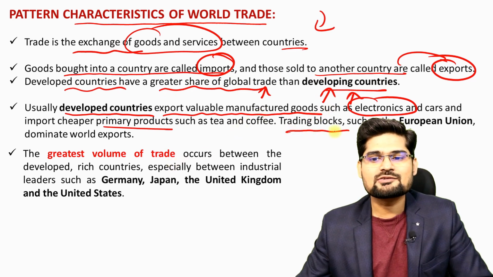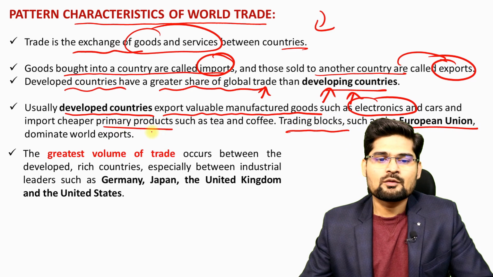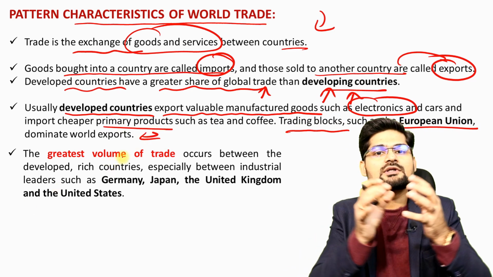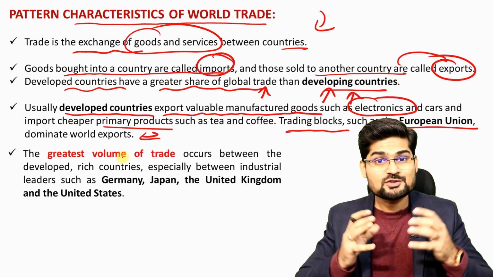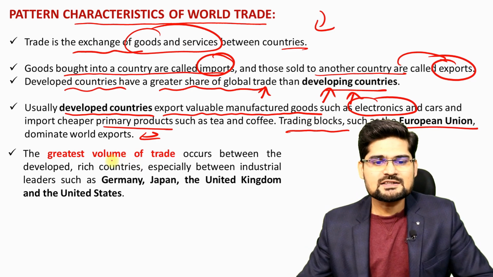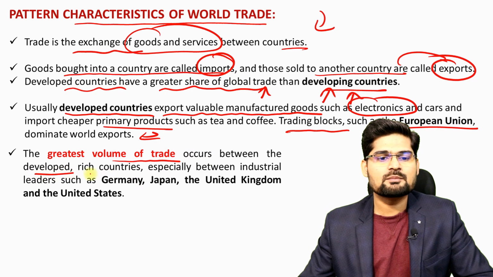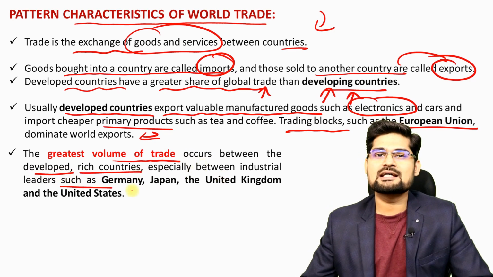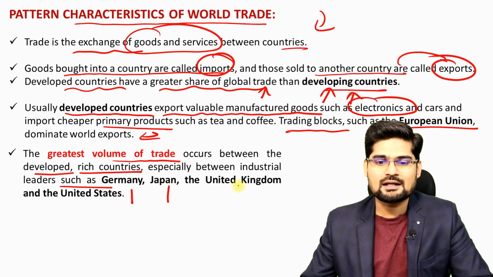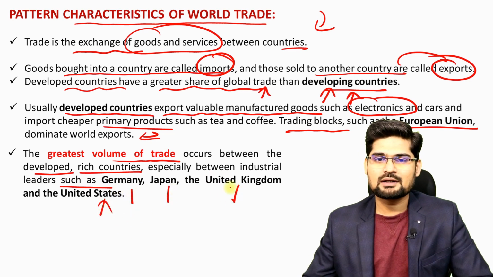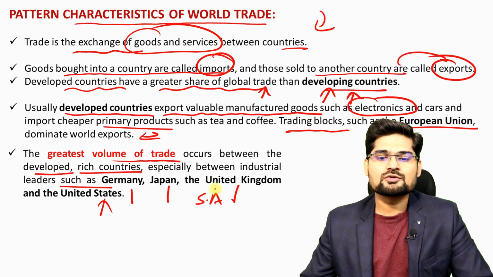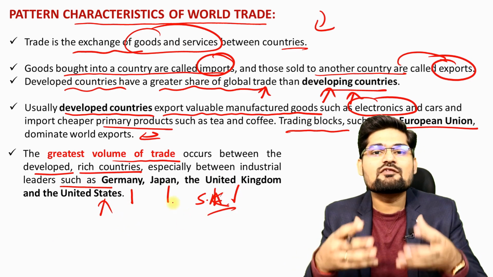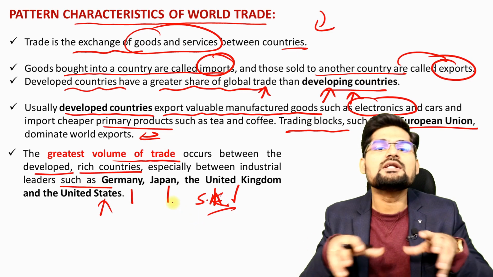So if you look at trading blocks such as the European Union, which dominate the world exports, you'll find that processed goods are exported across the world, right? That's where their major share lies. The greatest volume of trade occurs between the developed rich countries, very importantly the industrial leaders such as, if you observe, Germany, Japan, United Kingdom, United States of America, and also now South Korea is the emerging one, right? So these are the developed countries which virtually control the world trade, right?